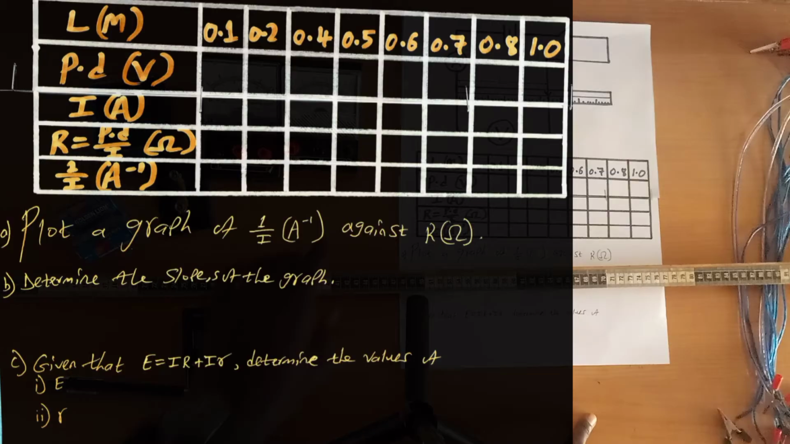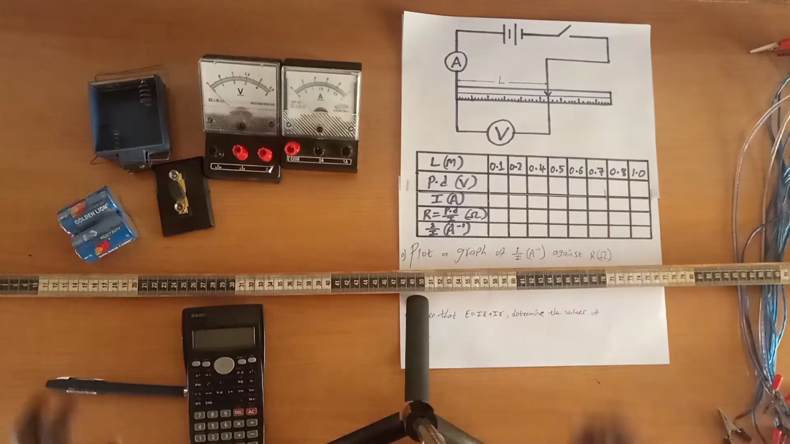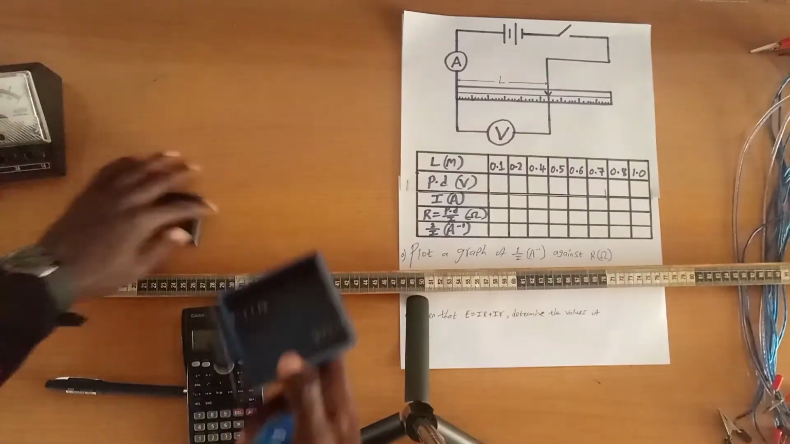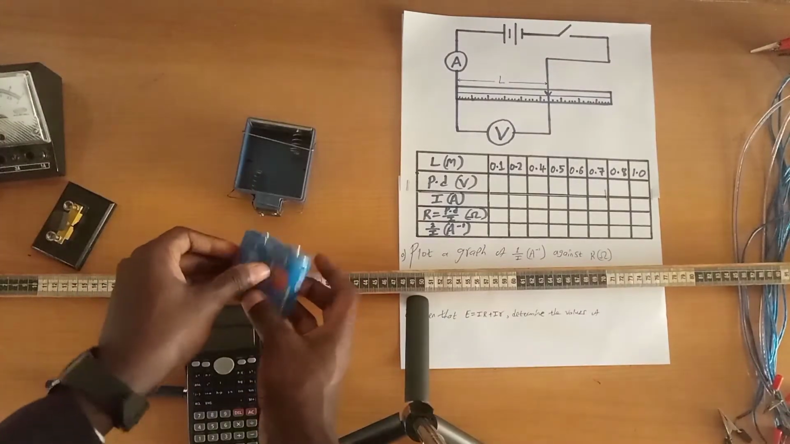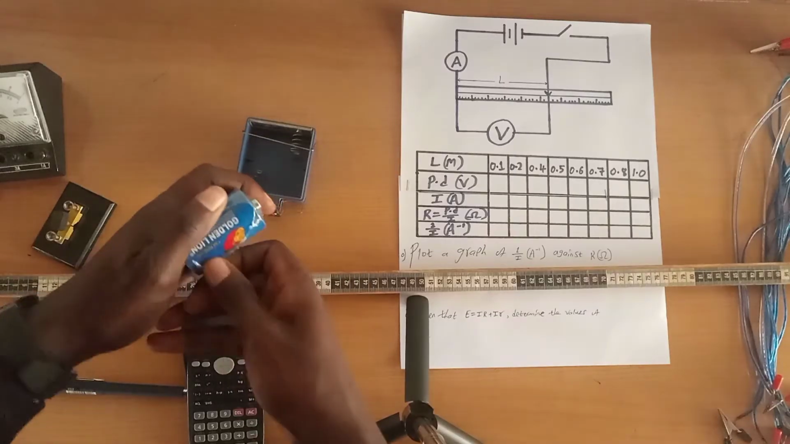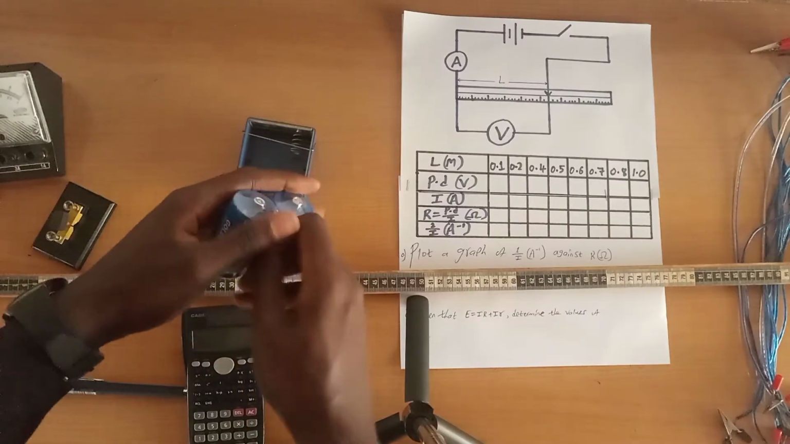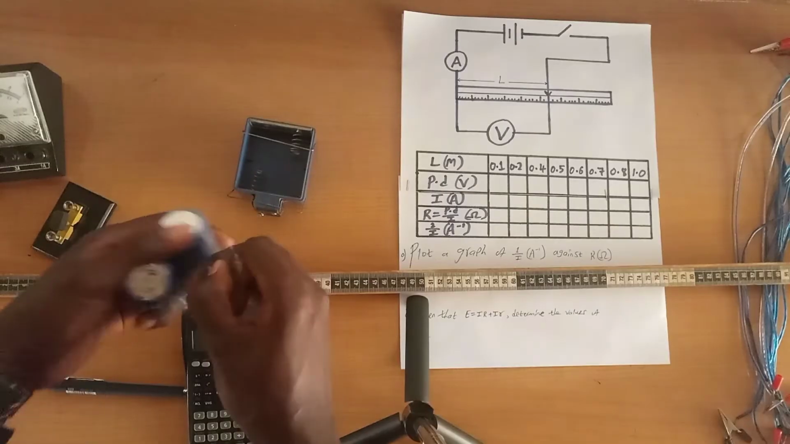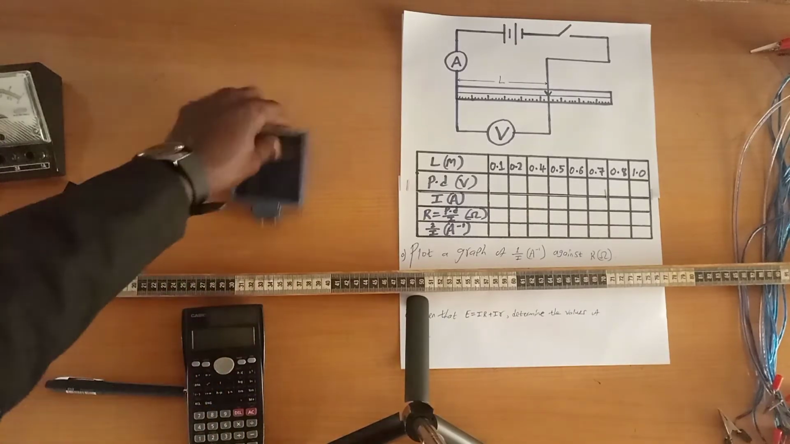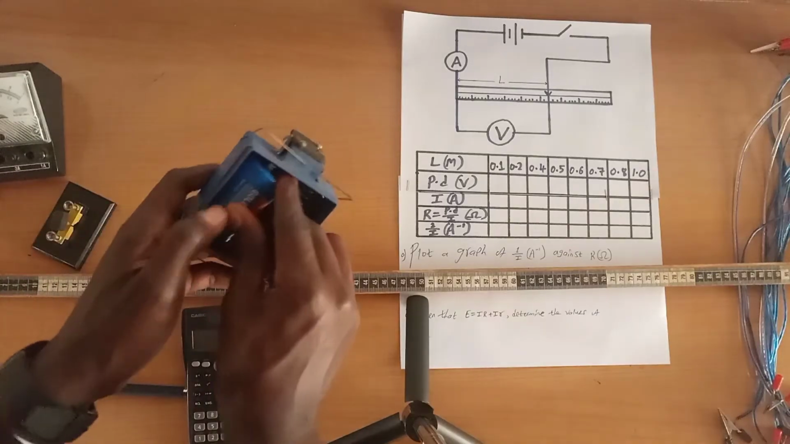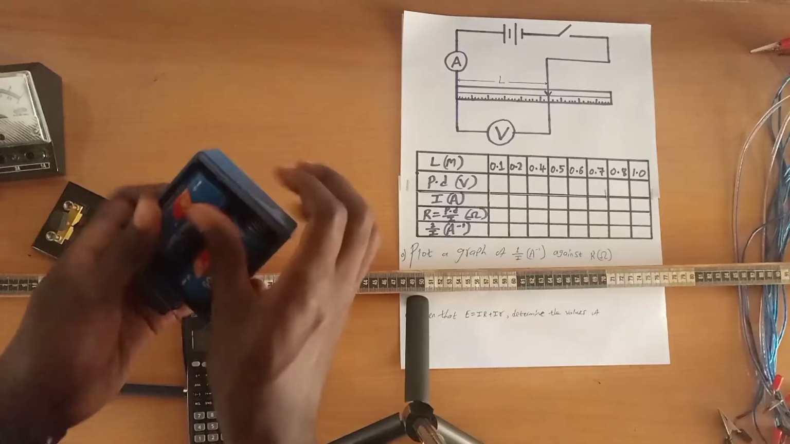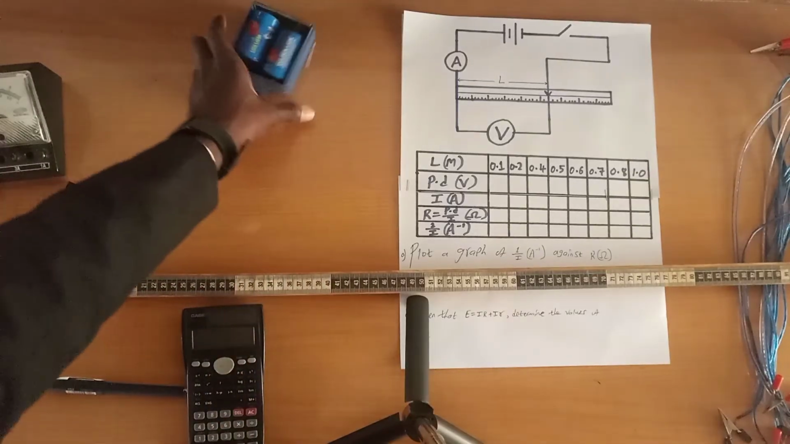So first of all, we arrange the apparatus as they appear. So we have the cells. Let me input the cells we have here. So I have the cell here. So the cells are here.